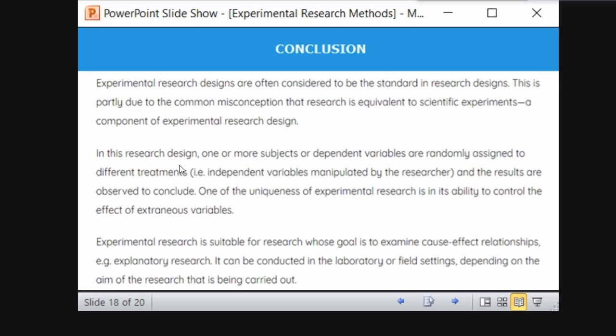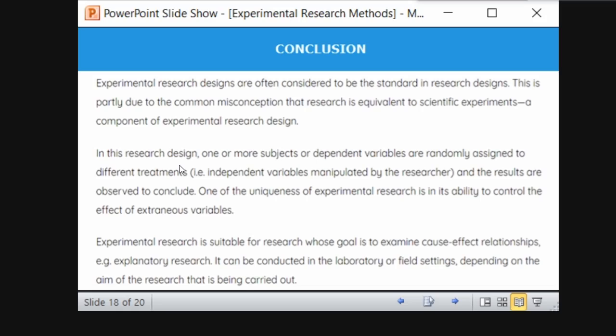In this research design, one or more dependent variables are randomly assigned, meaning true experimental, to different treatments, that is, independent variables manipulated by the researcher, and the results are observed to conclude, as we saw earlier. One of the uniqueness of this research is its ability to control the effect of extraneous variables. You can control, under certain conditions, the effect of extraneous variables. It is suitable for research whose goal is to examine cause-effect relationships. What is the cause and what is the effect?